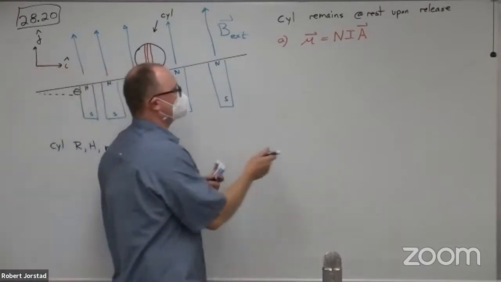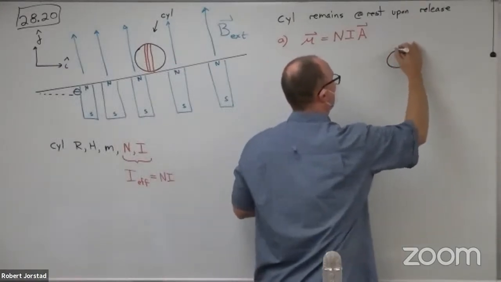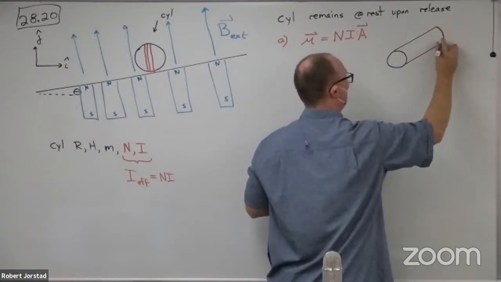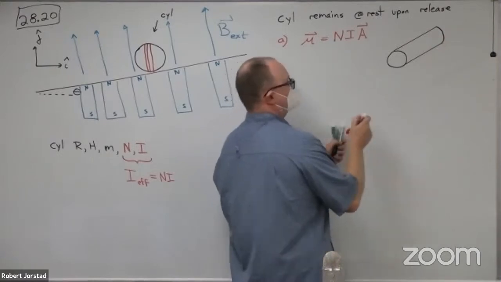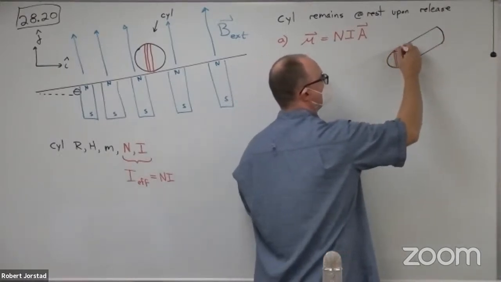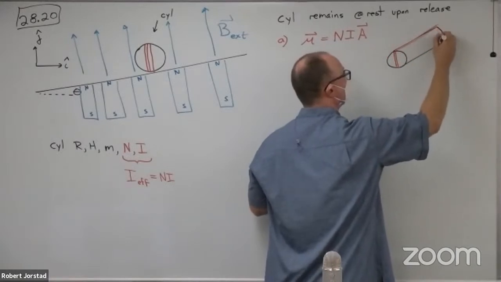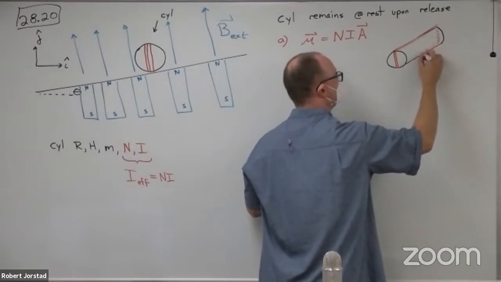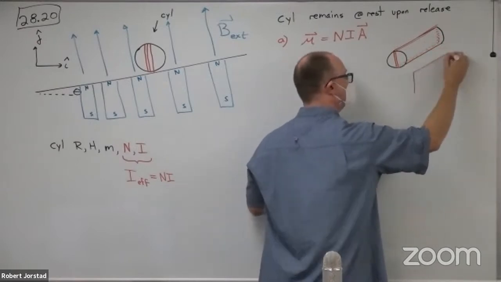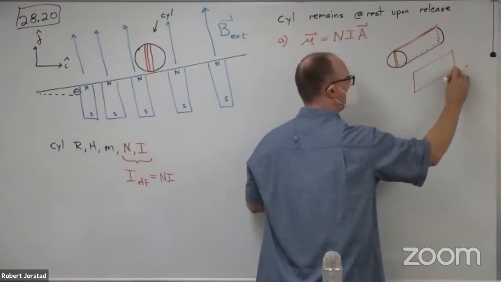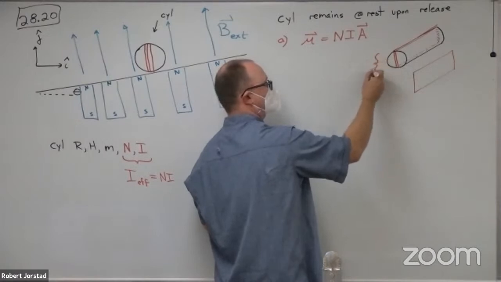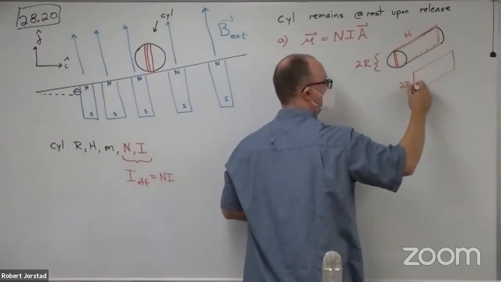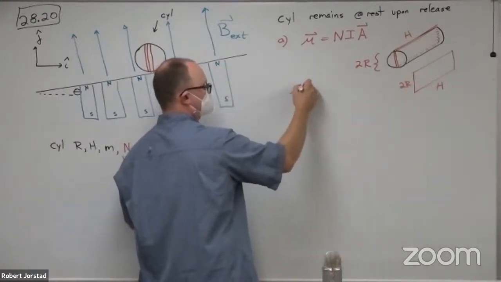If I could draw this thing on its side a little bit, it might look a little bit like that. Do you agree? And the idea is the coil is going around like this. You know what I'm saying? So it's a rectangle. And what's this height here? That's our 2R, and this must be H. So what is mu?